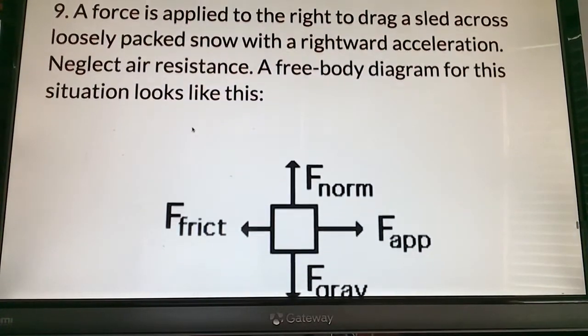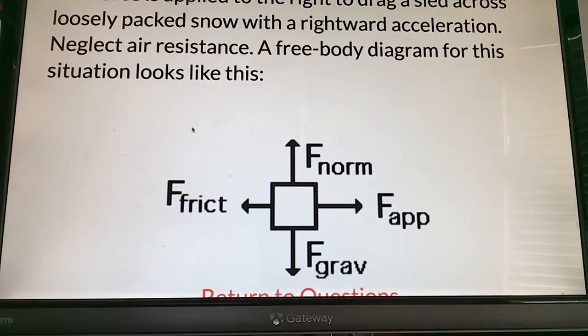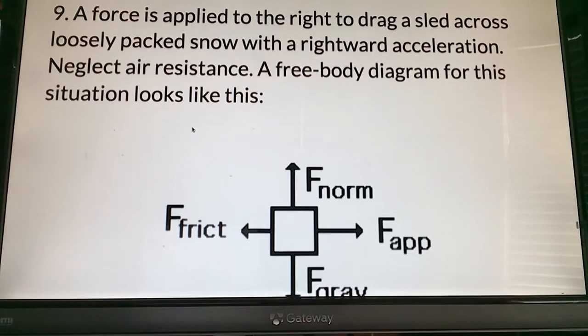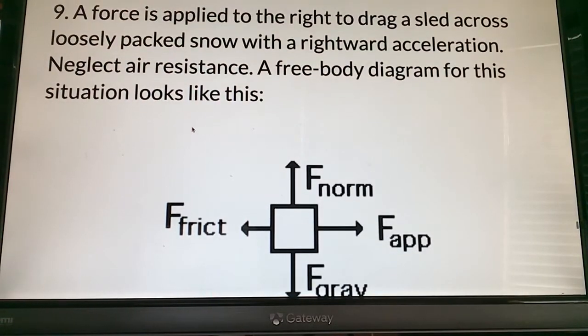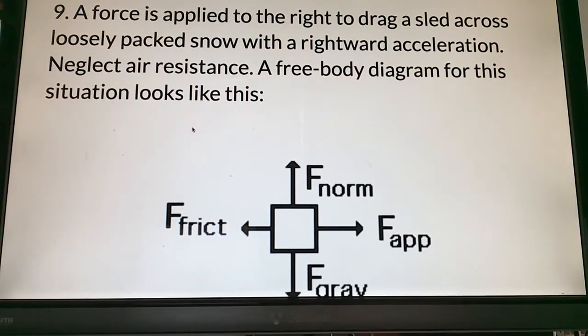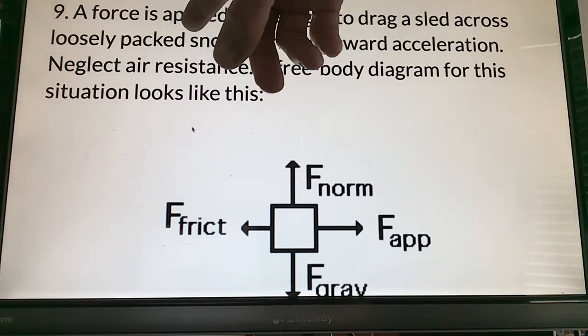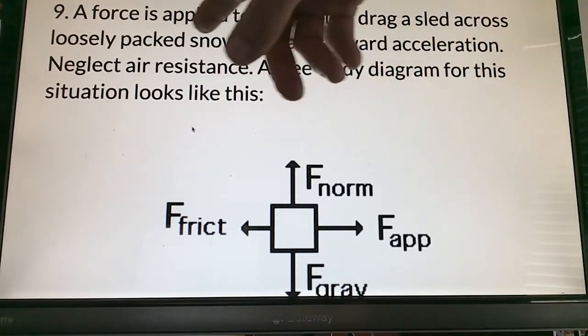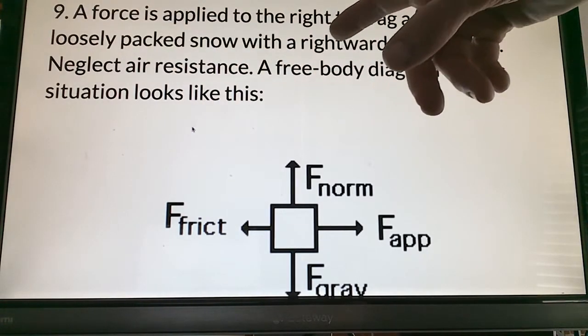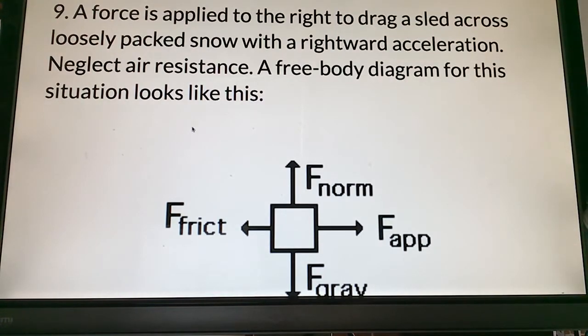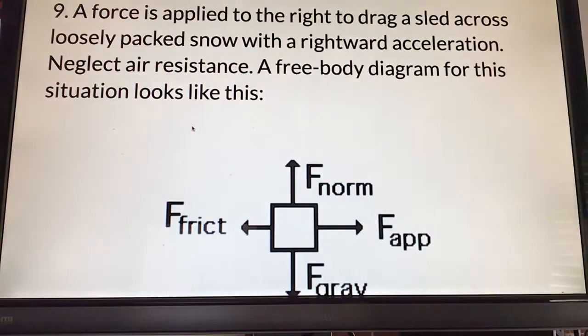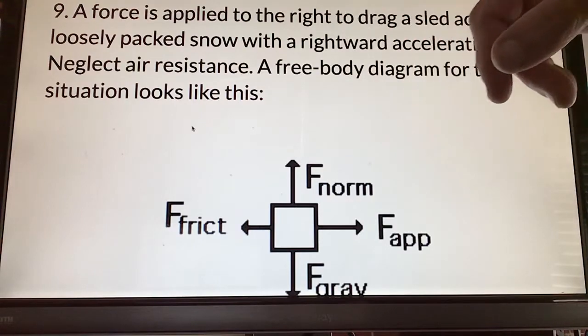All right. Now I've got the kid dragging a sled across loosely packed snow with a rightward acceleration. Okay, here we go. Here's some acceleration now. So, force is applied to the right. To drag a sled across loosely packed snow with a rightward acceleration. That's important. Neglect air resistance. A free body diagram for this situation looks like this.